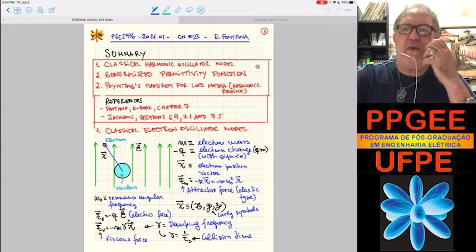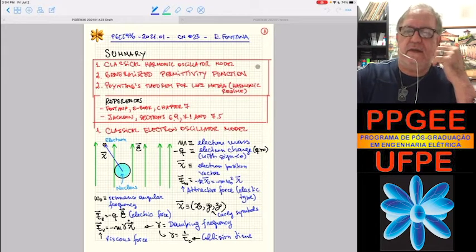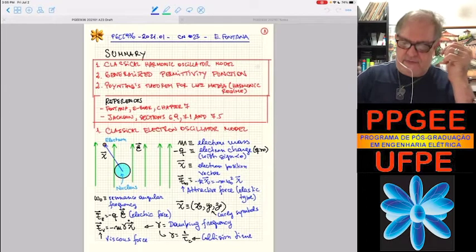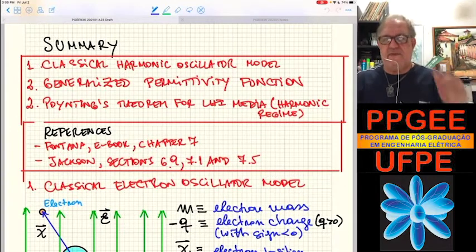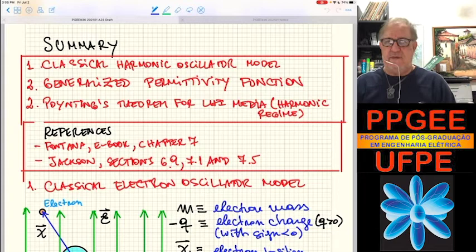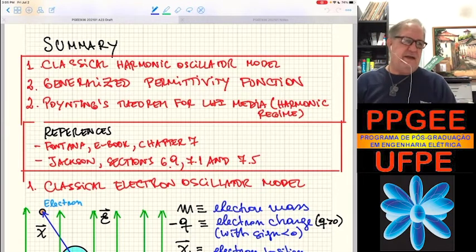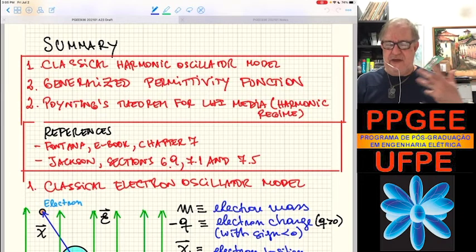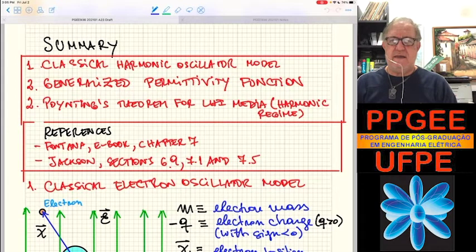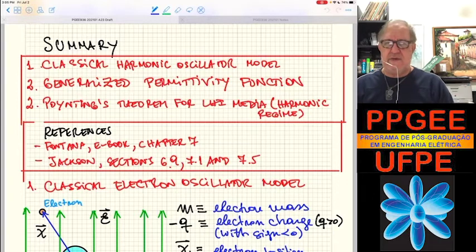Today we're going to look into a simple model to describe the response of material media in general, right? This model can serve to explain several features that we observe in the interaction of electromagnetic waves with material media. For instance, it can explain the transparency of certain materials to electromagnetic radiation.